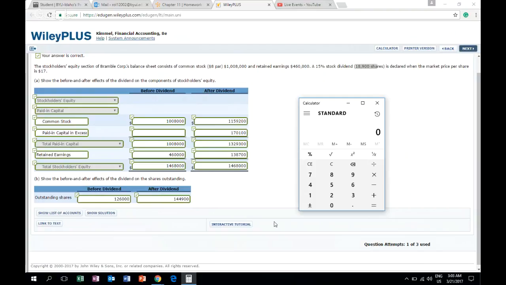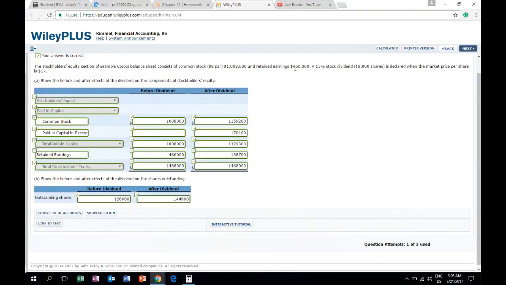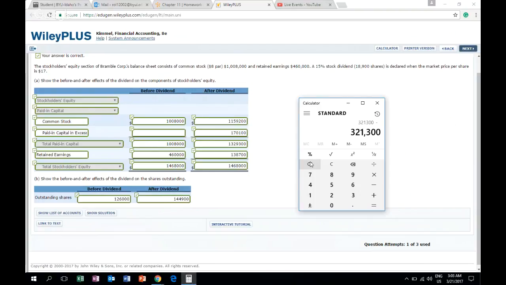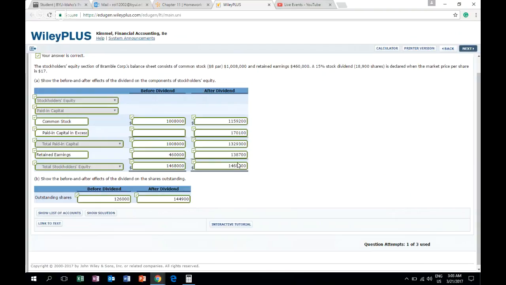Sorry, let me redo that. So 18,900 and 17 minus the retained earnings. Sorry, I subtracted the stock dividend. So it's at 460,000, which gives you, ignoring the minus, just 138,700 for your after dividend retained earnings.